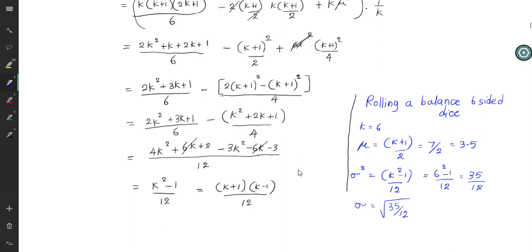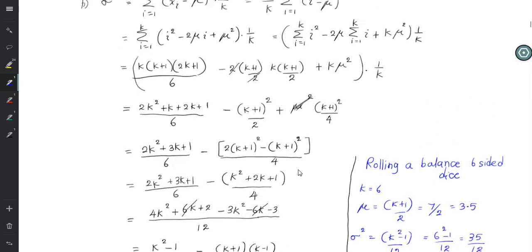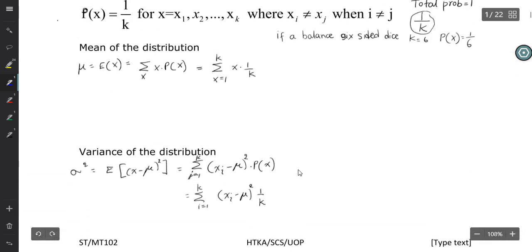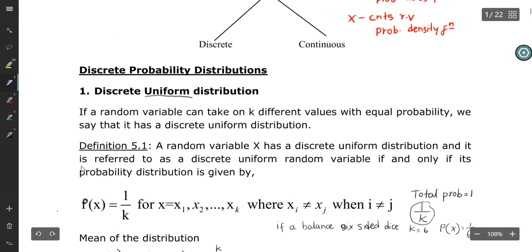So you can easily find the mean and the variance of a uniform distribution. And when you know the PMF, which is 1 over k, you can easily find the probabilities for a given value of x.